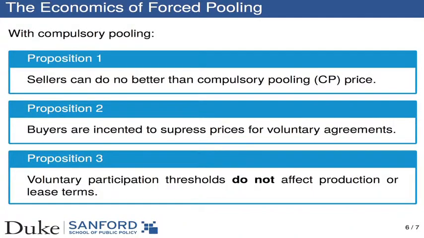With compulsory pooling, it's likely that sellers can do no better than what I call the compulsory pooling price, or this just compensation or fair market value. They can't hold out for higher rents from, or better terms of the contract from, the oil and gas company. So this constitutes a shift in the bargaining power in favor of the oil and gas company, which can just compel this potential holdout into participating.